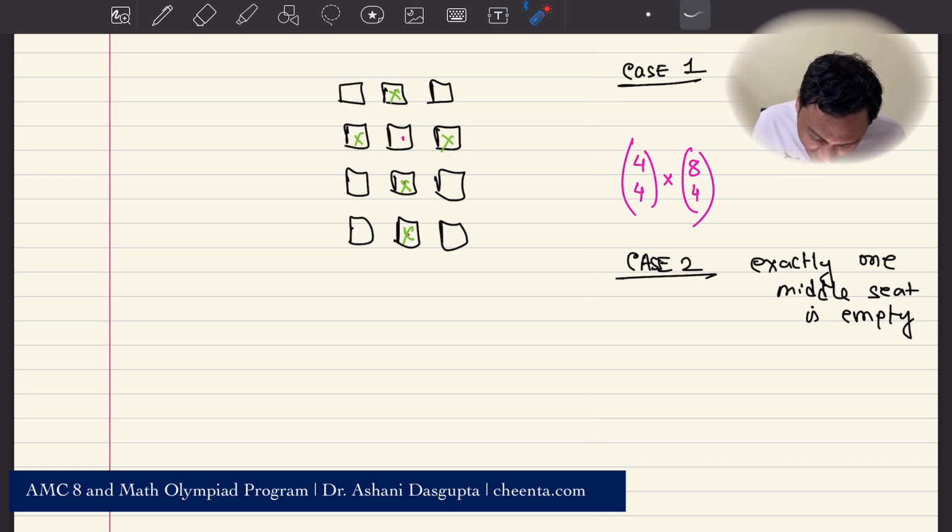So now we see that if a middle seat is empty, then 2 of its adjacent seats should be taken in order to prevent the married couple from sitting together. So 5 of these seats are now taken. We have to have 3 more seats. So these 3 more seats will be taken from these 6 seats. From these 6 seats, we have to select 3 more seats to count that case.